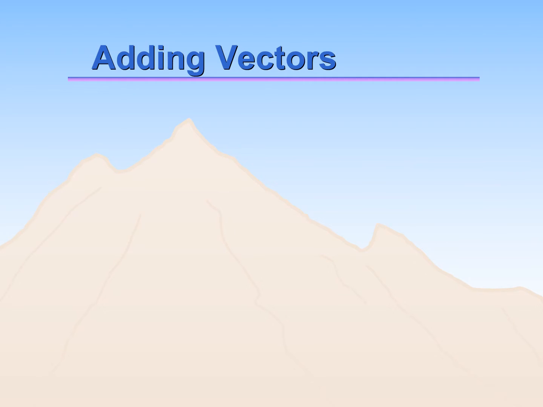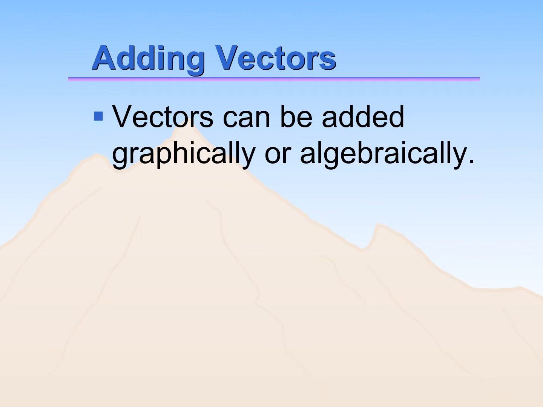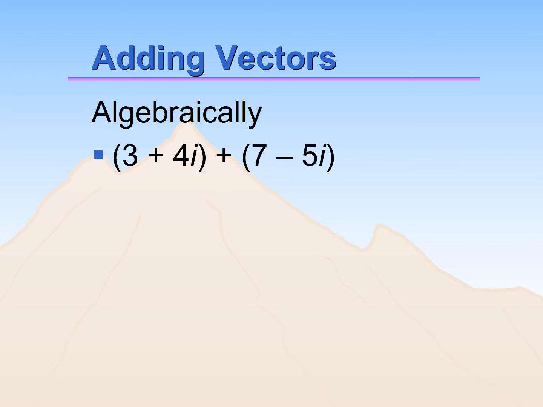All right, so now that you know about vectors, vectors can be added together. They can be added 2 ways. You can either add them graphically or algebraically. If you're going to add vectors algebraically, it's the same as adding complex numbers. You would add the 3 and 7 together to get 10, and you would add the 4i plus negative 5i together to get negative 1i. So that means your ending vector would be 10 minus i.